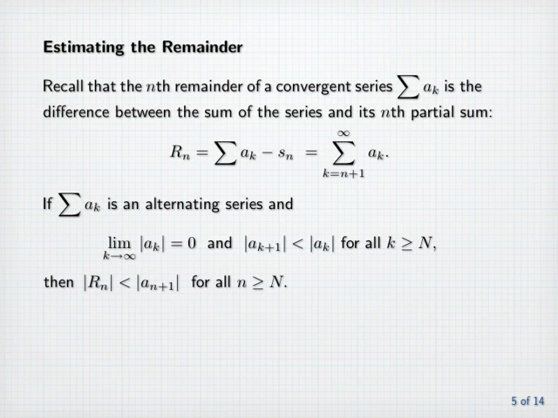Notice that the upper bound on the absolute value of R_n here is simply the absolute value of the first term in R_n, or in other words, the absolute value of the next term that's not included in the partial sum s_n.